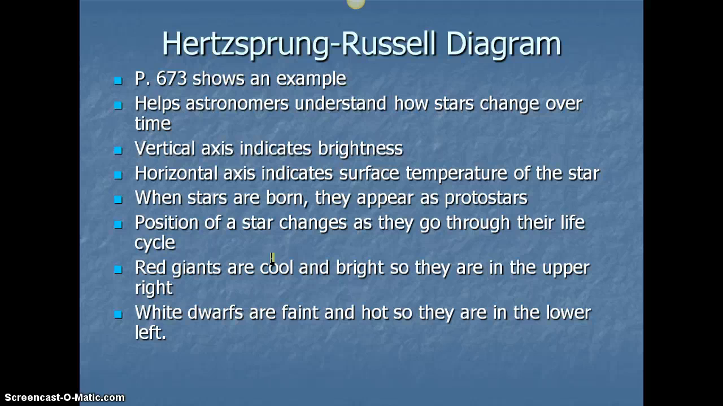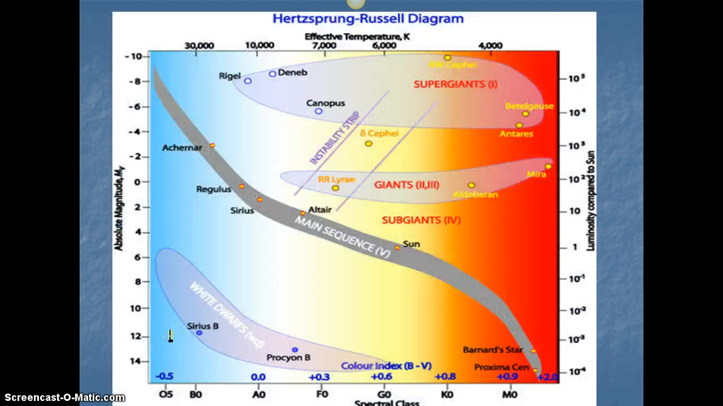When stars are born, they appear as protostars on the chart, and the position of the star will change as they go through their life cycle. So red giants are in the upper right. White dwarfs are in the lower left. Here's an example of what one would look like. Notice white dwarfs are down here, red giants are up here, and then the main sequence is midlife. And notice the sun is in midlife.